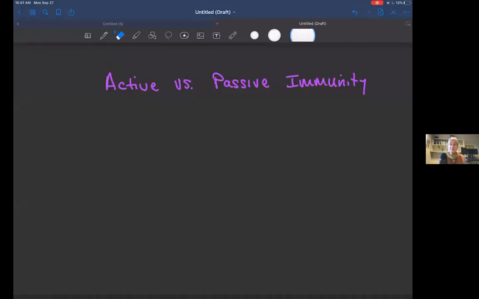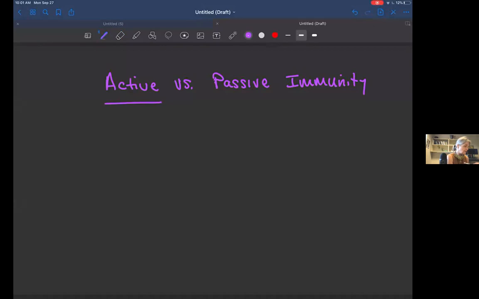So we need to talk about the difference between active and passive immunity. And this is something that students oftentimes get incorrect for whatever reason. I think they confuse the terms. So active means that we have a body that is producing antibodies. So it is actively producing its own antibodies.